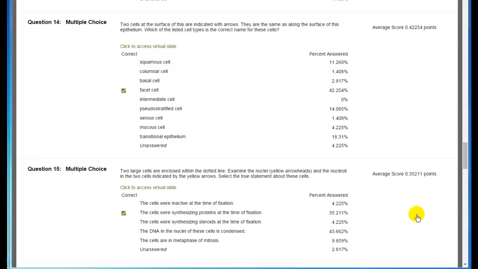Okay, this is question 14. Two cells, the surface of this specimen is indicated by arrows, and the answer was facet cells. But some thought they were pseudostratified cells, others thought they were a squamous cell, still others thought they were transitional epithelium. Well, yes, it actually was transitional epithelium, but that wasn't the question. We didn't ask the tissue, we asked the cell type.